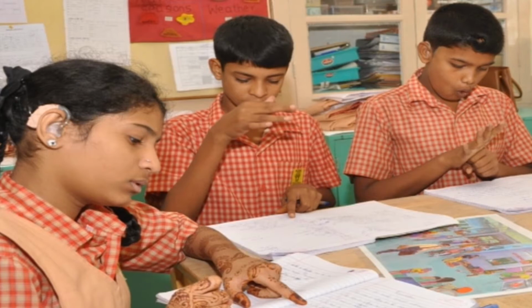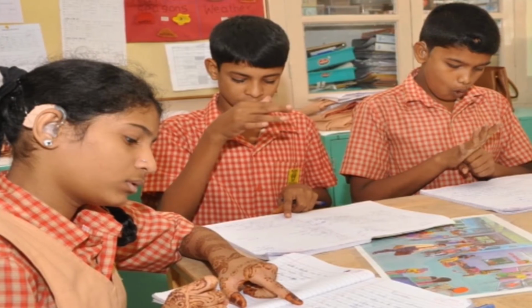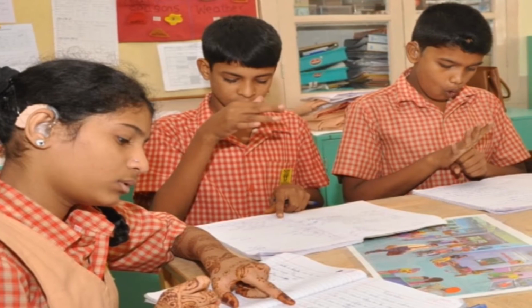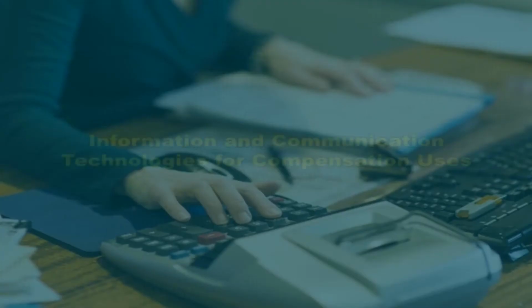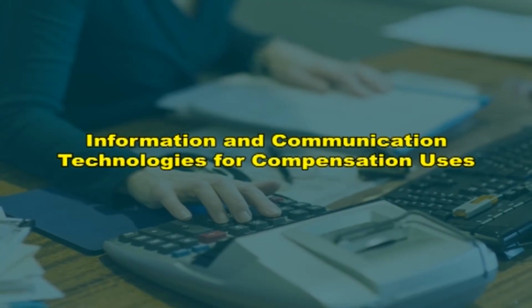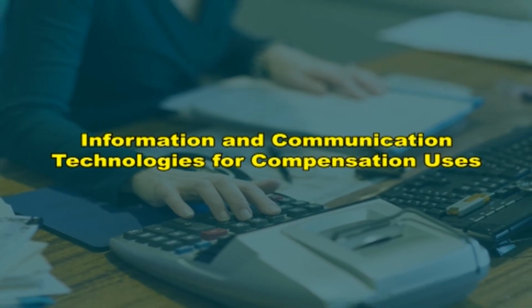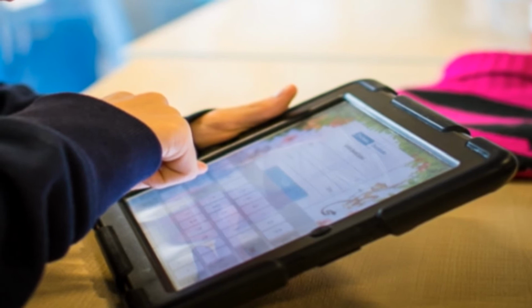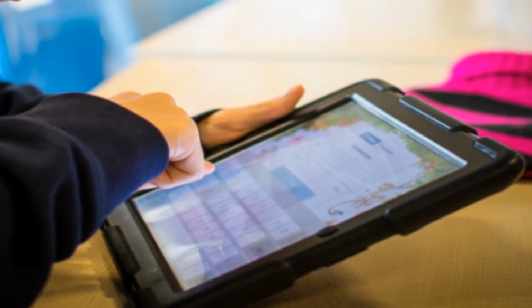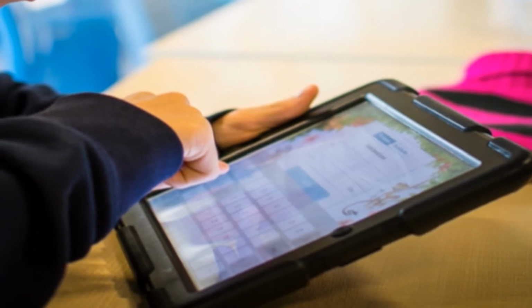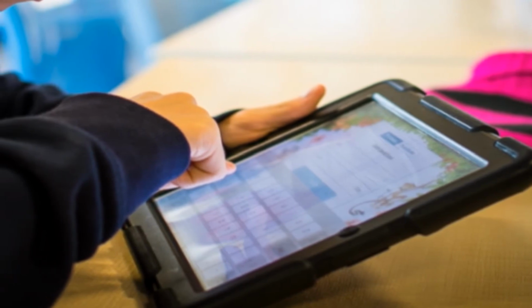With this in mind, the role of information and communication technologies in special education will be described in accordance with the primary categories. First, let us discuss the information and communication technologies for compensation uses. This is the use of new technologies as a technical assistance that allows students with special needs to take active part in the process of interaction and communication.